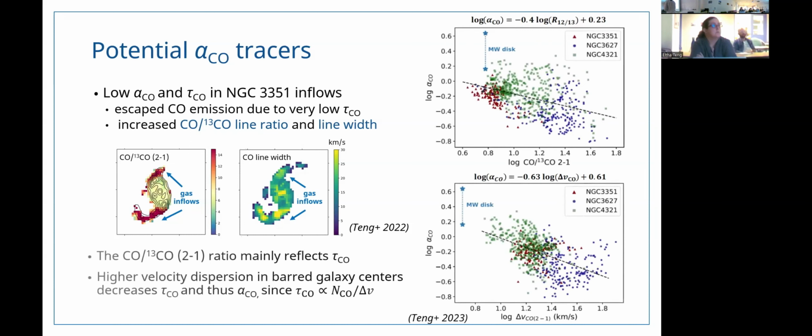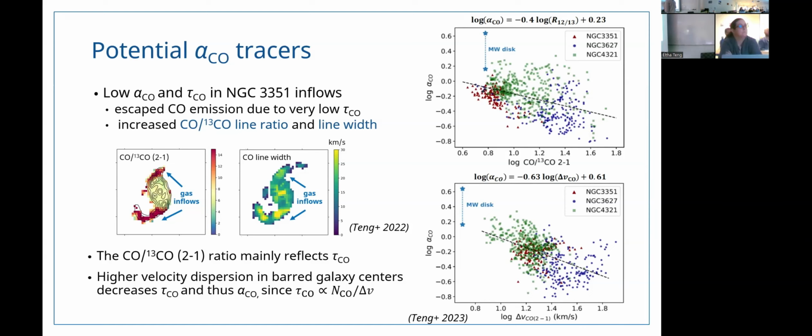Now, an even more exciting result is that after combining all three galaxy centers, we do see a clear trend of alpha CO decreasing with both the CO to 13CO ratio and the CO line width. So this means that both observables can be good observational tracers for alpha CO variations. But now the critical next question would be whether these relations can also hold across a large sample of galaxies.